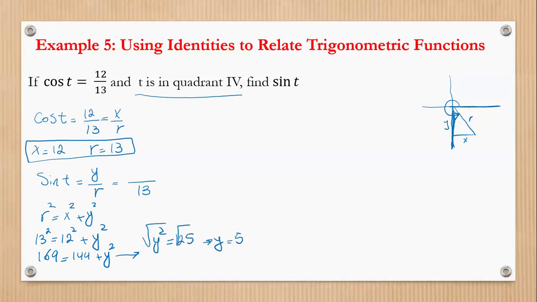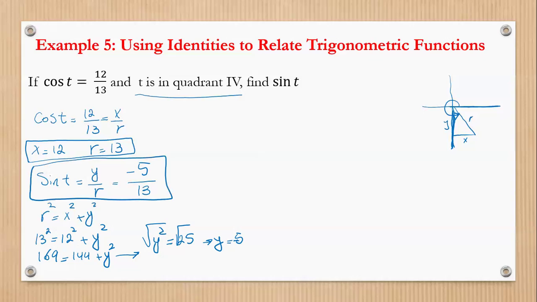But whenever I take the square root of both sides, I have two options, positive and negative. Which one works here? Since the angle is in quadrant 4 and y must be negative in quadrant 4, I only keep the negative. So I say y is negative 5, which means the sine is negative 5 over 13. That's it.